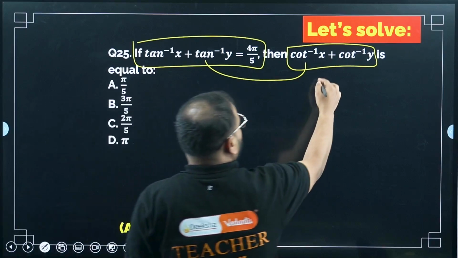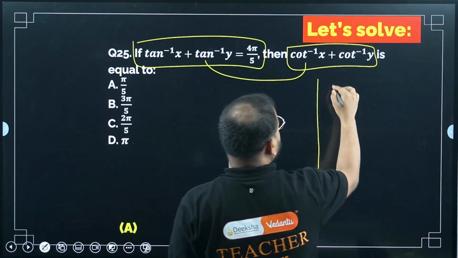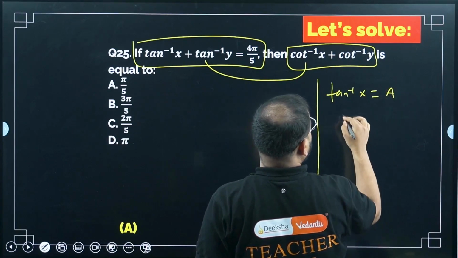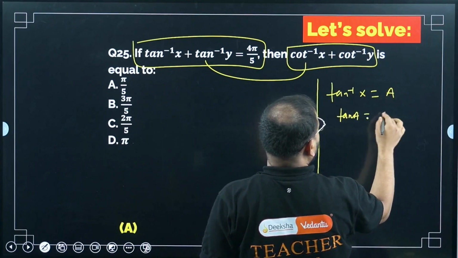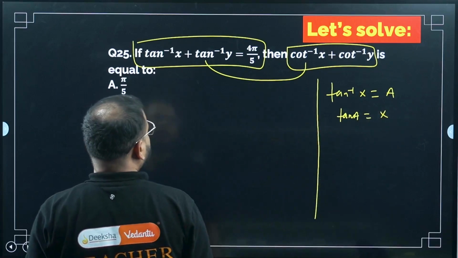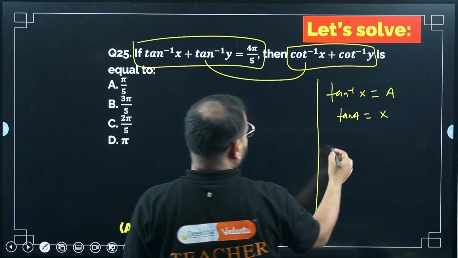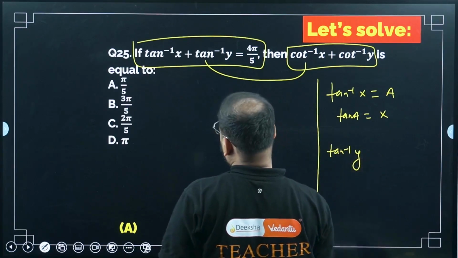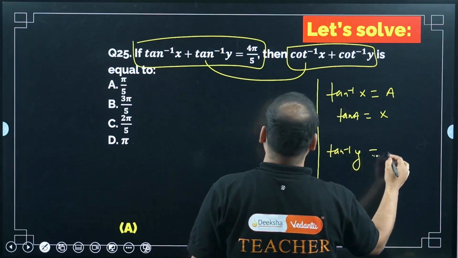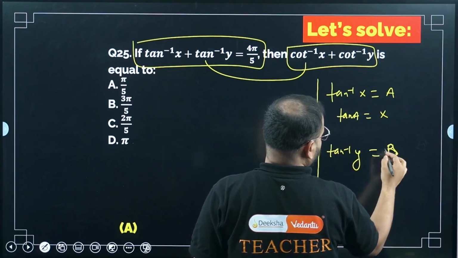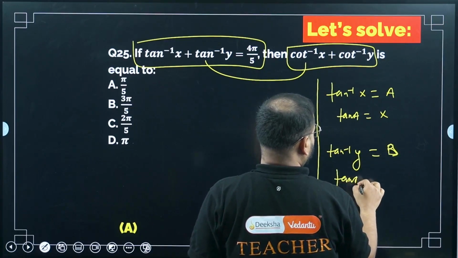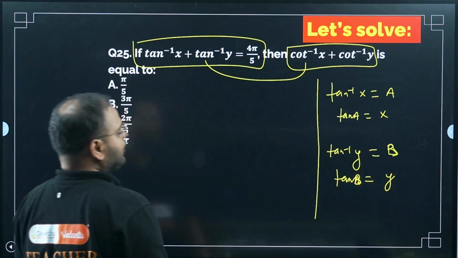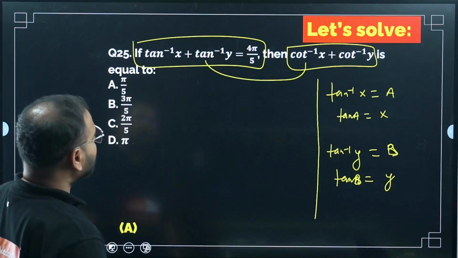Let me take the assumption here only. So I can write this as tan inverse of x equals a, so basically tan a is x. And next I want to write tan inverse of y equals b, so tan b equals y. All right, sir, now how can I write?